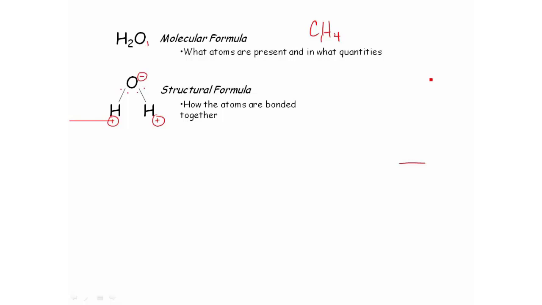If we go to our methane example again, methane has a carbon in the middle, and that carbon is surrounded by 4 hydrogens, each connected to the carbon with single nonpolar covalent bonds.